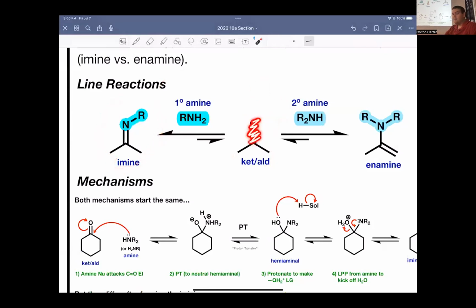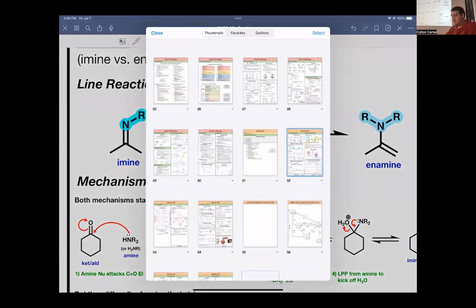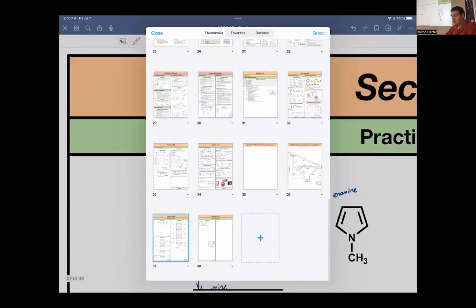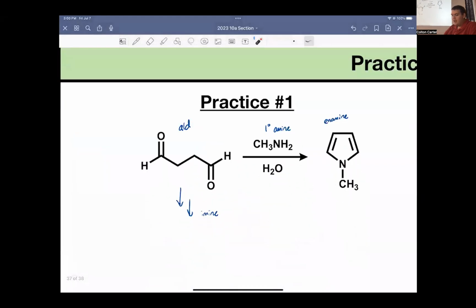Again, erase the double bond, put a double bond to a nitrogen, add the R group. So try doing that with this reaction. I want you to write what the imine would be that is formed. Let's just say either one could happen. Let's say we're reacting this left aldehyde with this amine. What is the imine that is formed from that?